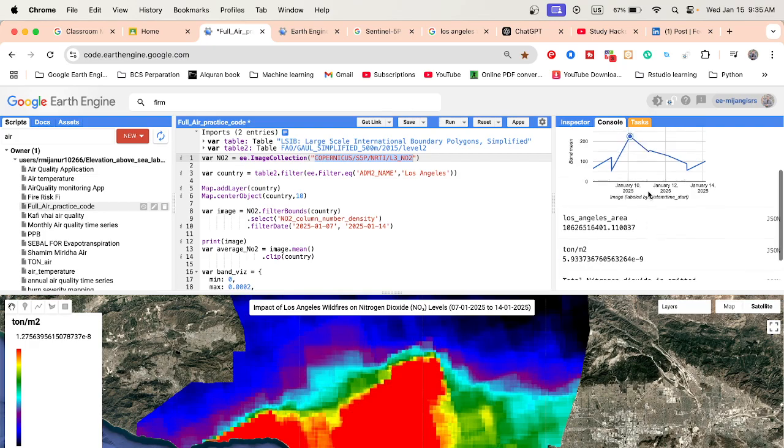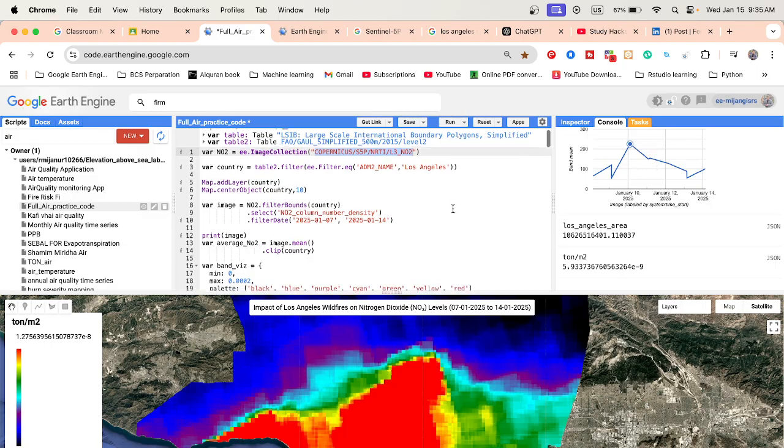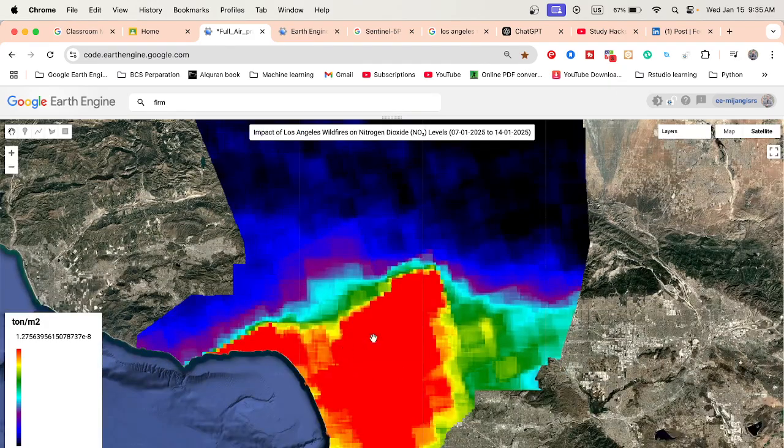Okay, and from the chart we can easily get it when it will be high, when it will be low. Okay, so this is one kind of air quality parameter. As well as, first of all, if we check the map, from this map we can easily get which place has more concentration or more density of nitrogen dioxide due to the fire.